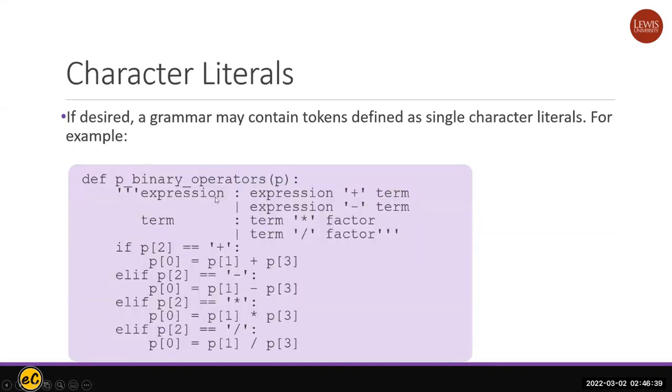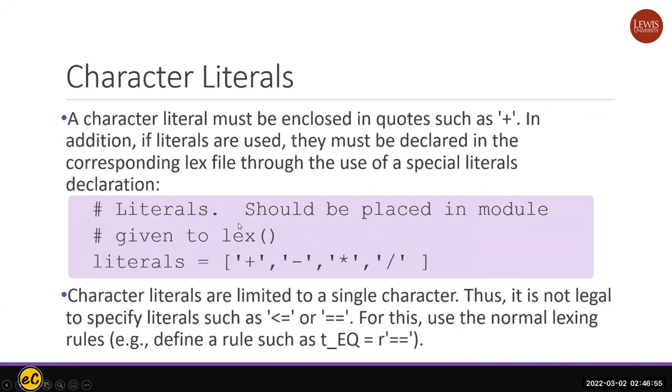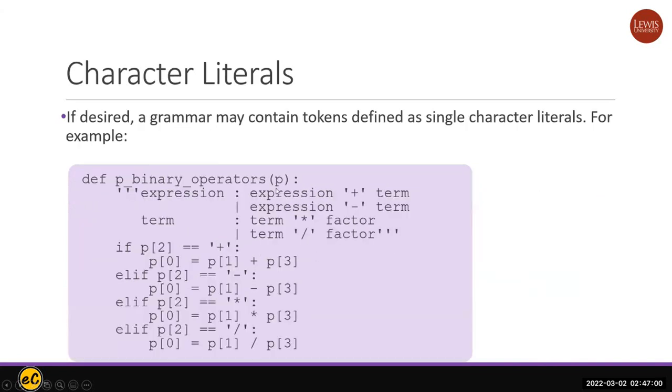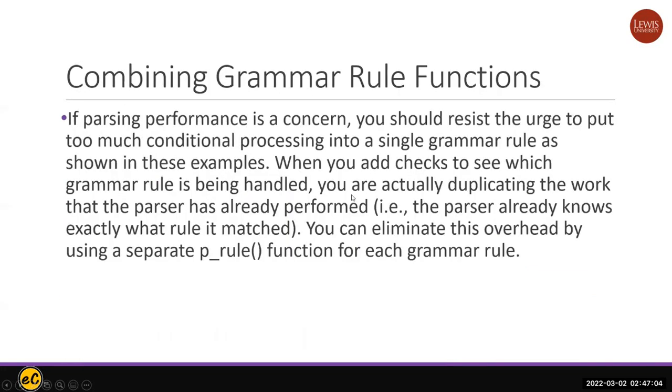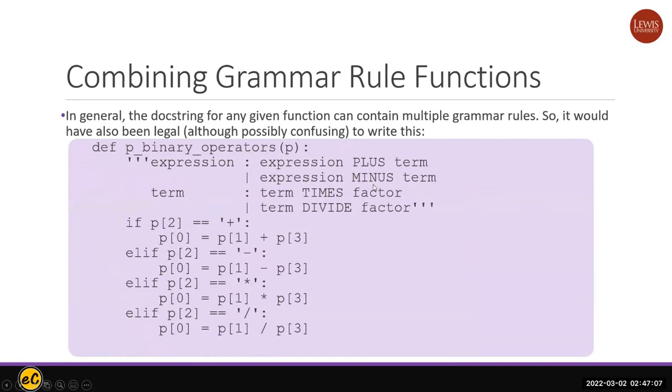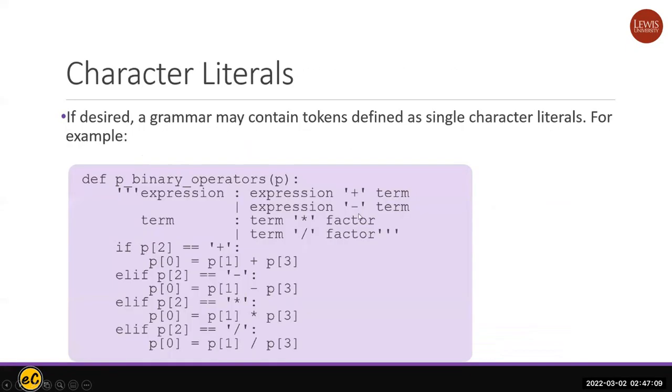So here we have binary operator. A grammar can contain a token defined as a single character literal. For example, you have this. A character literal here is a single character. You can put a single-letter literal instead of an extra token called plus or minus. So a single literal is probably easier to handle.